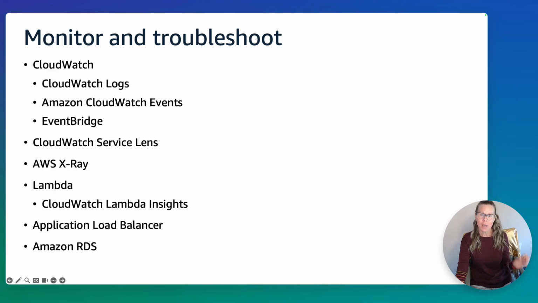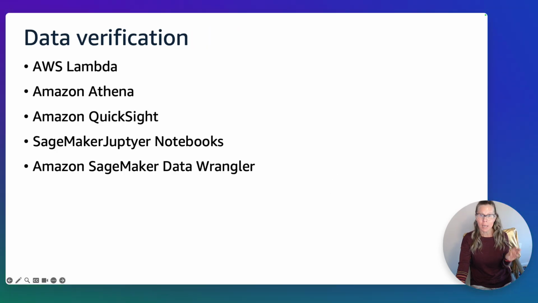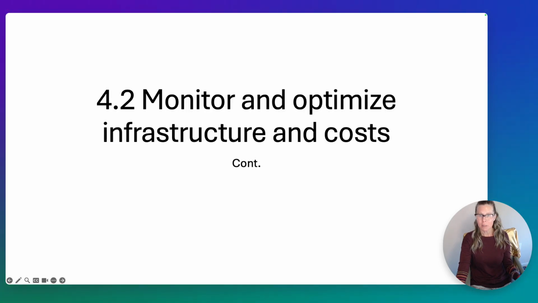And to ensure the accuracy and the reliability of the data for traceability and audits, it's important to verify and clean that data. AWS also provides services for data verification and cleaning, such as AWS Lambda, Athena, QuickSight, Jupyter Notebooks, and Amazon SageMaker Data Wrangler. Let's continue on with task statement 4.2, which is to monitor and optimize our infrastructure and costs.